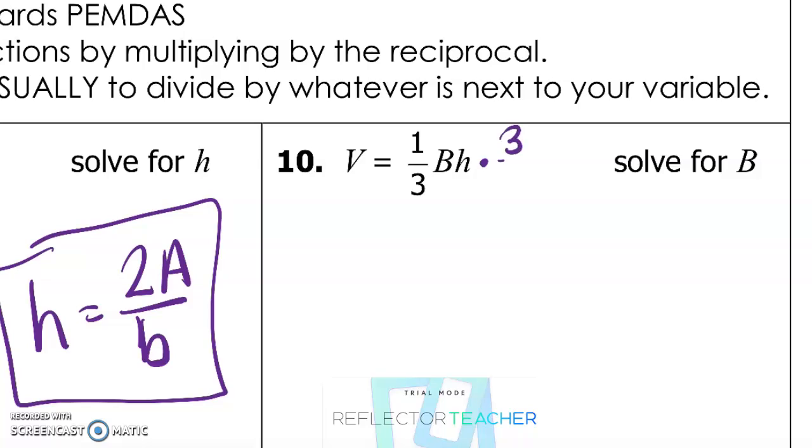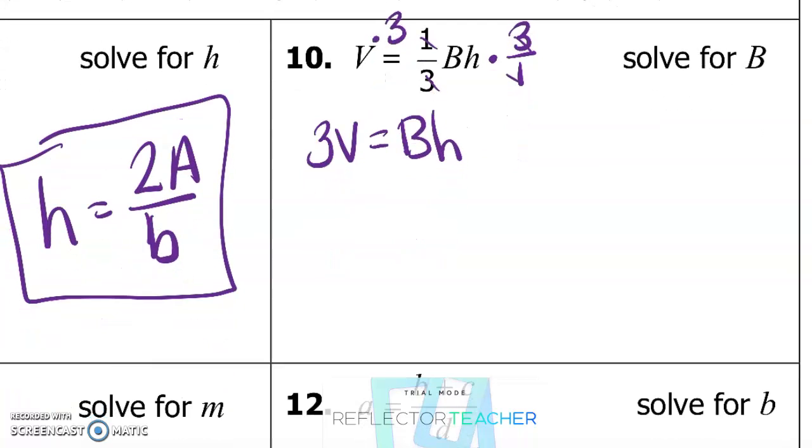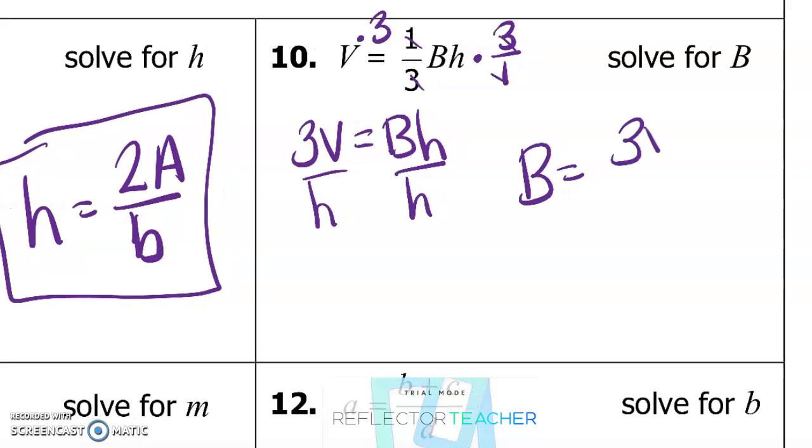So we are going to take 2 steps to do this one. So we multiply by 3 over 1, which is just 3. So those cancel out. So 3v is equal to bh. Then we need to divide both sides by h to get b equals 3v over h.